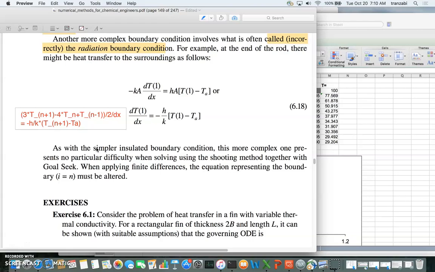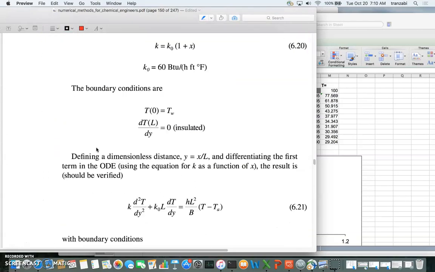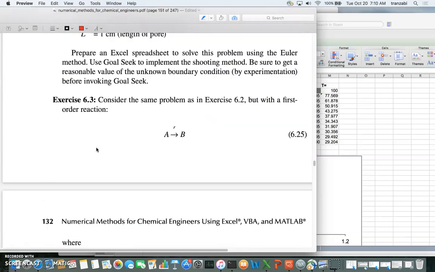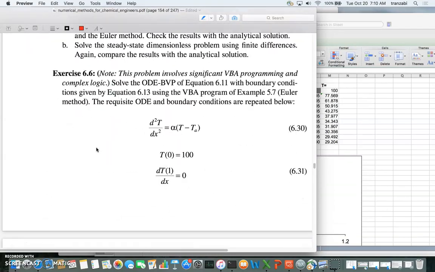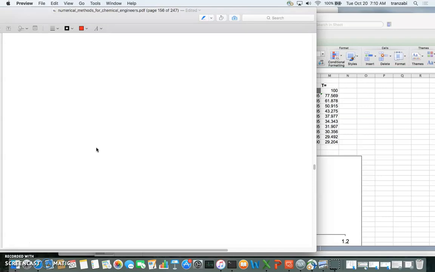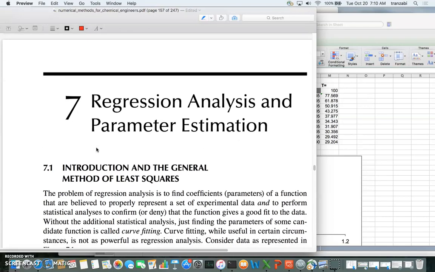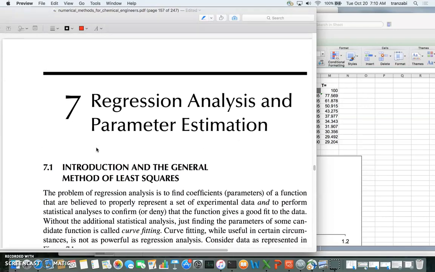In the next video, I'll be talking about, not chapter 7, because chapter 7 is on regression, so it's a little bit different. We're going to move on to chapter 8, and then we come back to chapter 7 after we cover chapter 8.